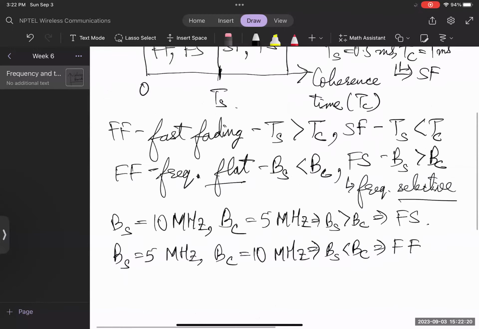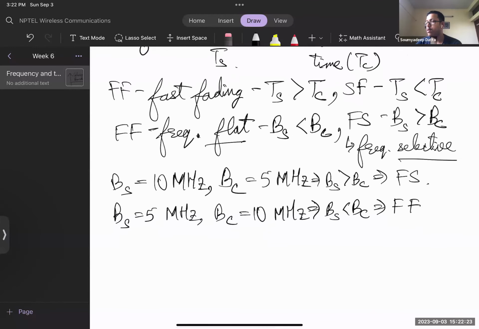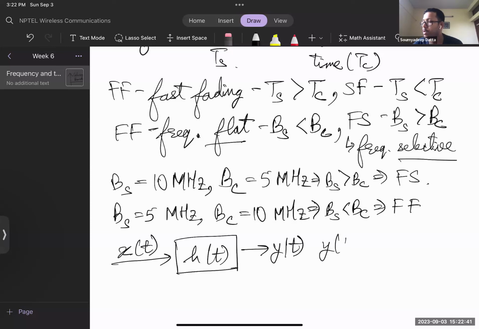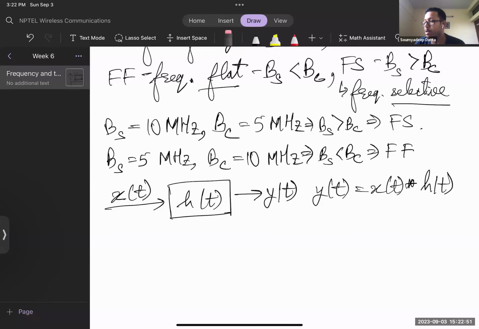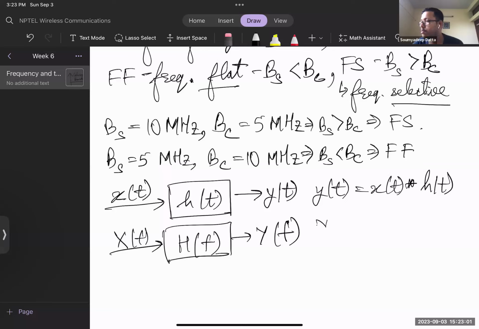And selective, right? So by that, what I mean is that your channel has an impulse response, right? Like basic signals and systems. Here is your input, here is your channel, or here is your system, and here is your output, right? So you write y of t equal to x of t convolved with h of t. If you take the Fourier transform, then you will have something like Y of f equals X of f times H of f.